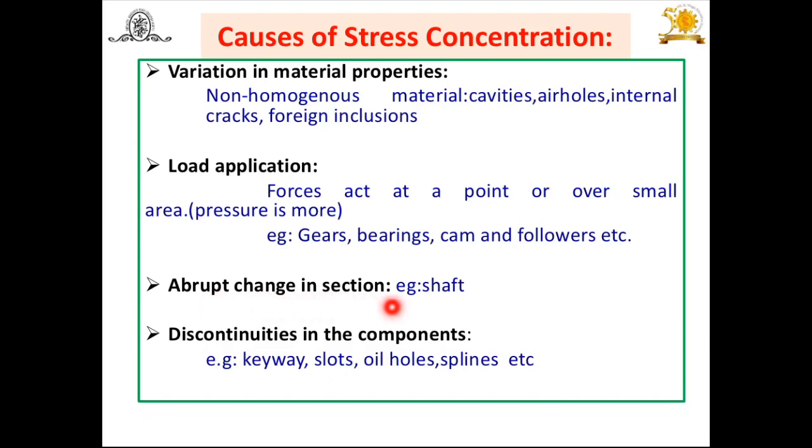Then the third one is the abrupt change in section. Abrupt change, take the example of a shaft. To mount different parts, that is pulleys, gears or sprockets, on the shafts, you will find shafts are given steps of different diameters, and steps or fillets are provided. Because of these steps, where there is a change in the cross-sectional area of the shaft, you will find the intensity of the stress concentration is more. This is another cause of stress concentration, that is, abrupt change in geometry or cross section.